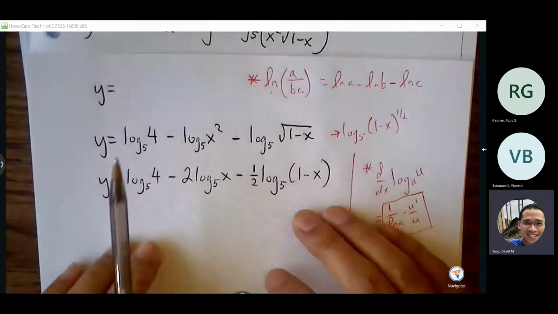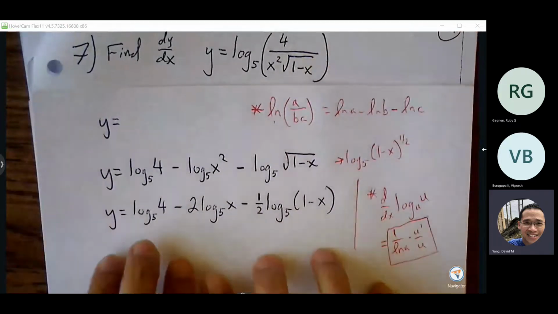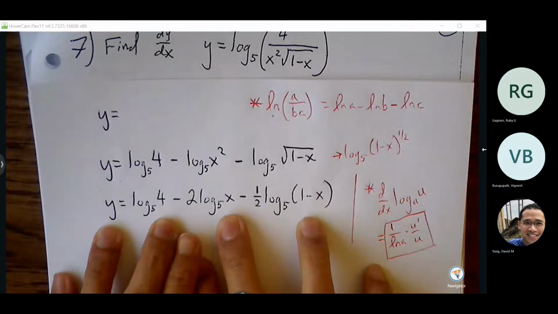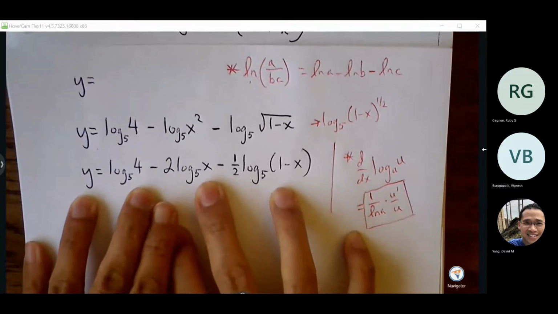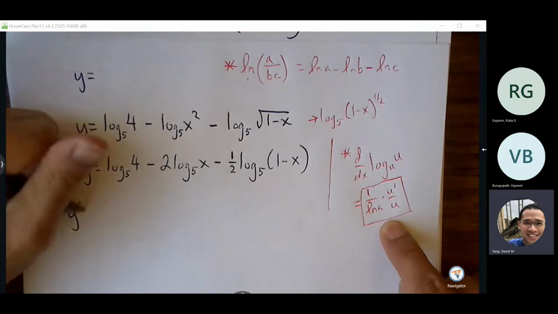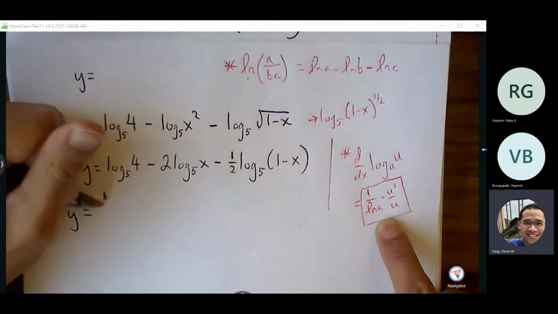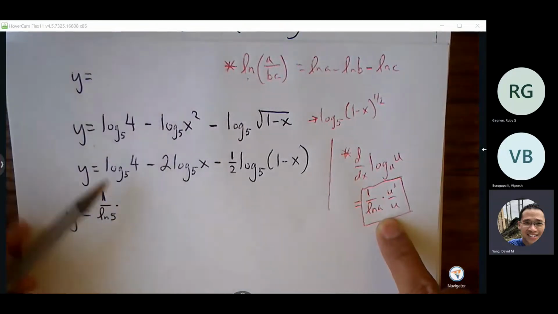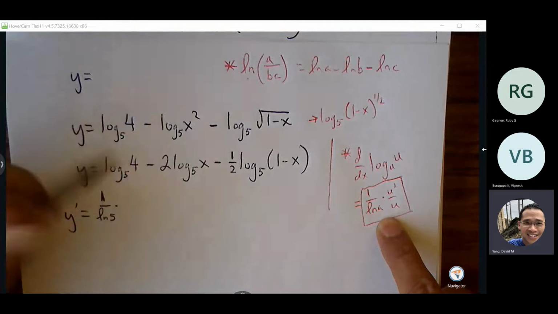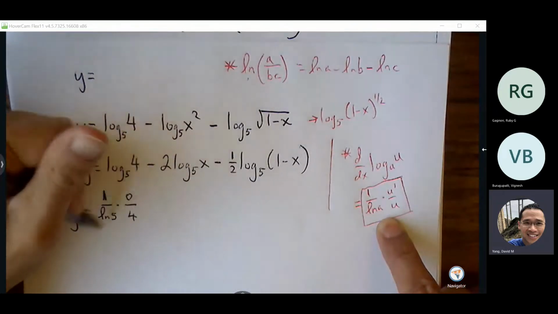Okay, so all this time we haven't done any calculus yet. We've just gotten our messy problem into easier parts. Okay, so now we can do our derivative for each term, right? Y prime equals, okay, 1 over ln of a, 1 over ln of 5, times u prime over u. Let's do the derivative, yeah. 0 over 4, so that's just going to wipe out, right? That's just going to be 0.